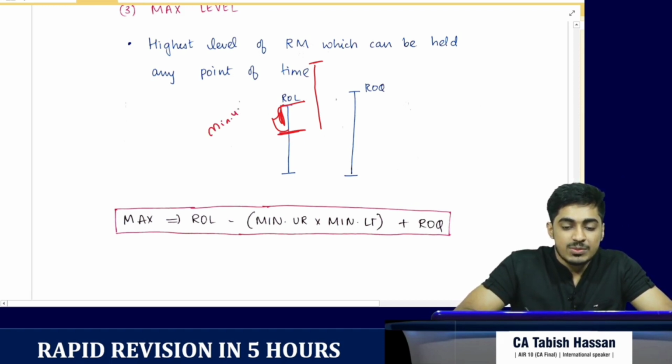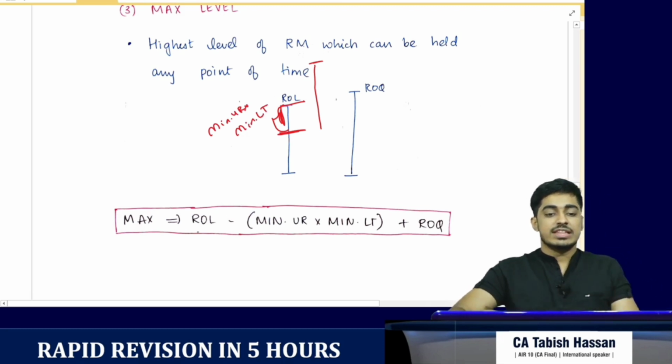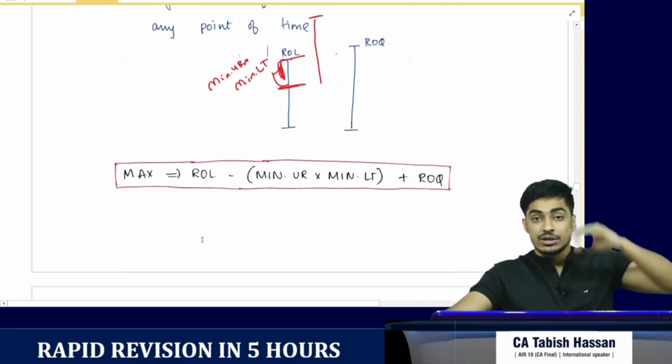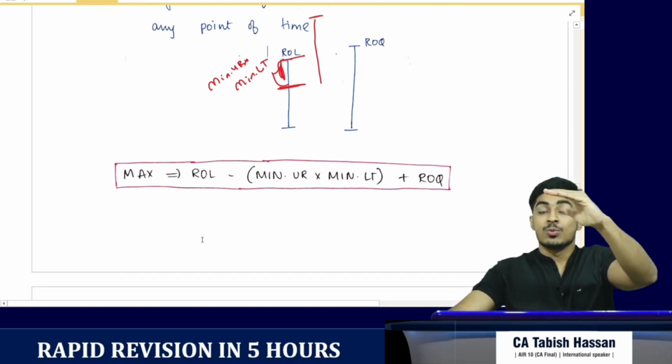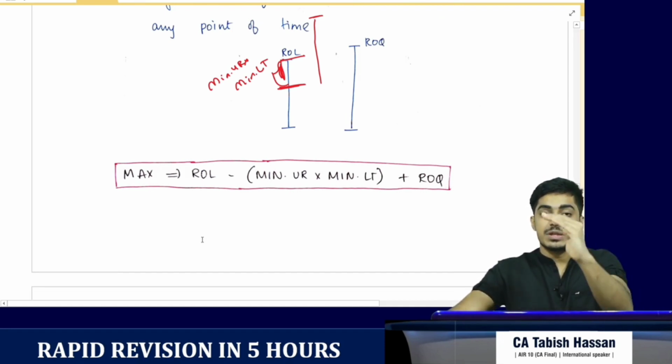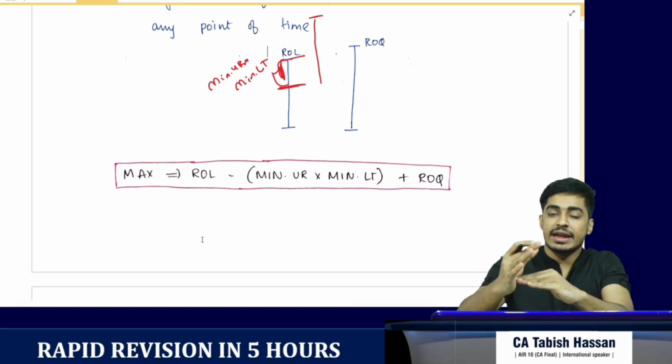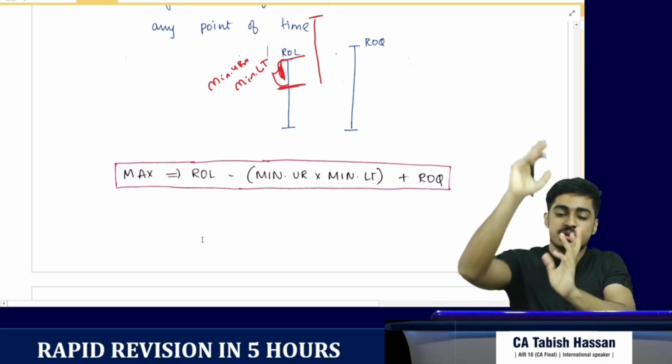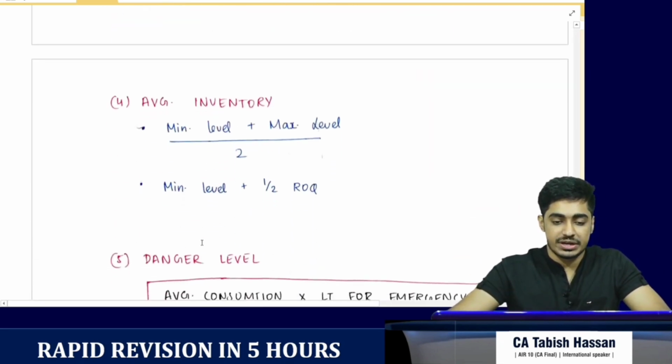by minimum usage rate into minimum lead time. Okay, so we get the maximum level as reorder level. From that we go on consuming. What do we consume? It is less minimum usage rate into minimum lead time, and then we get fresh quantity, that is plus reorder quantity.